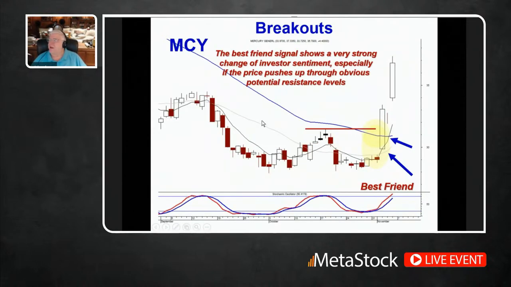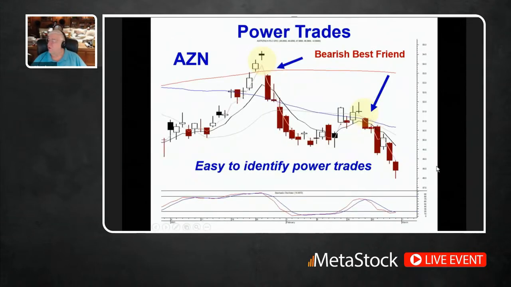So these are the type of things we're looking for. That little breakout through a resistance level, putting us in situations where the probabilities are extremely high. We're now in a trade where there's new strong bullish indication that the bulls have taken control. Same thing on the bear side. There's your bearish best friend.